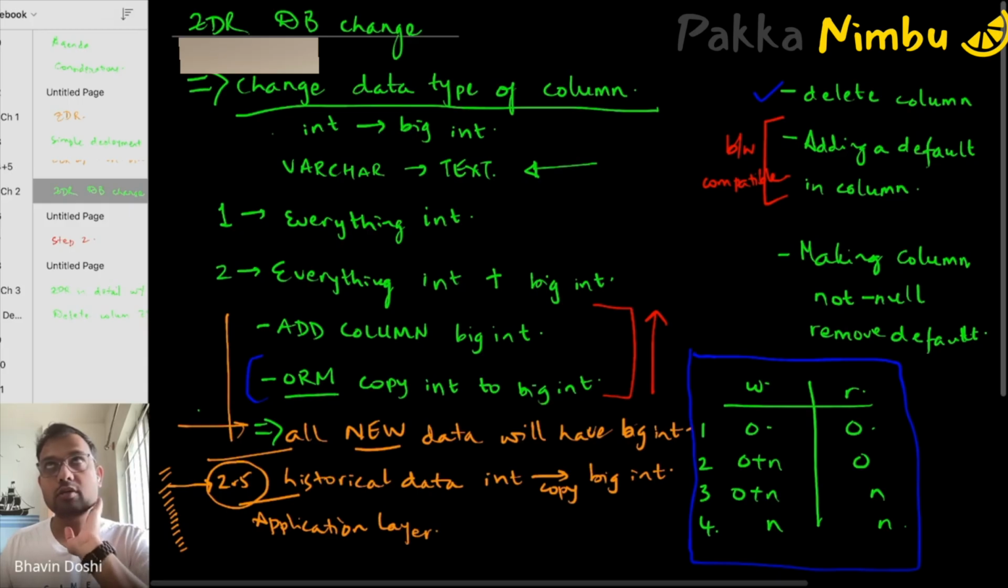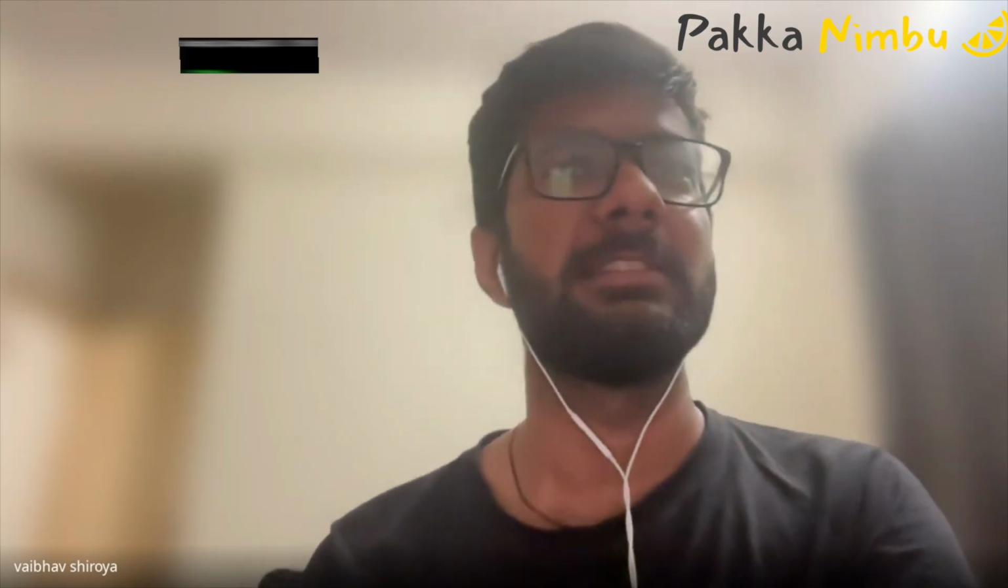And if we don't know how many services are using it, is there any data driven method to identify this? If you don't know how many services are using a specific table, let's say.